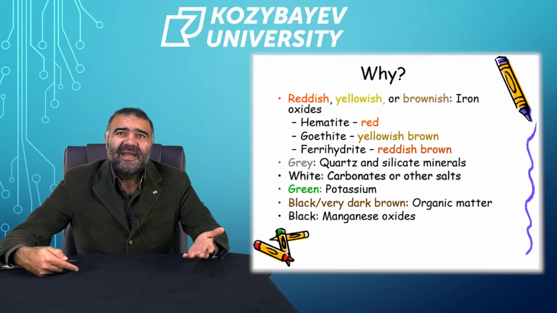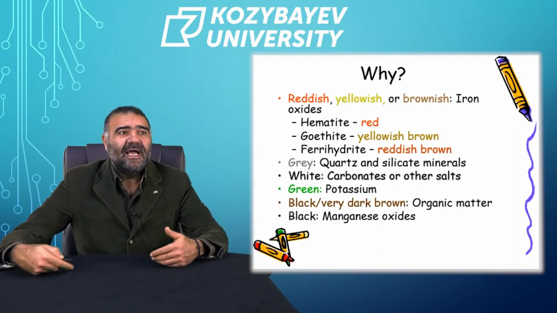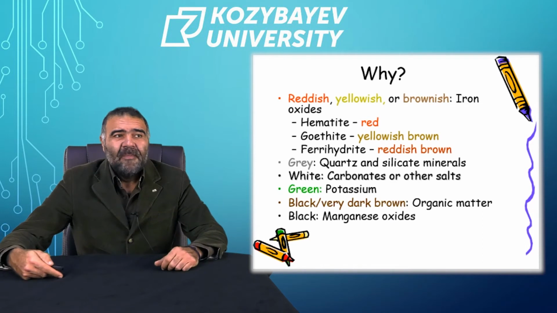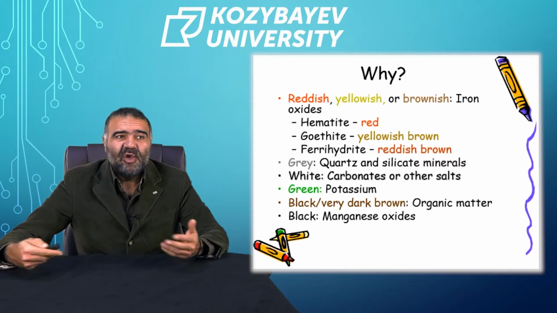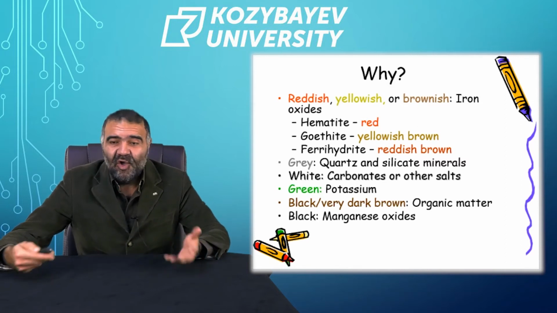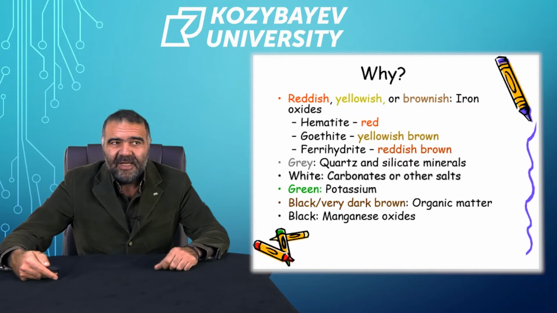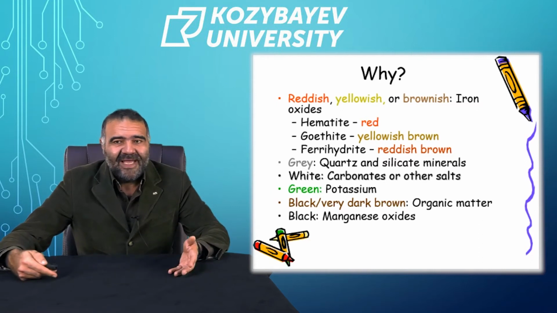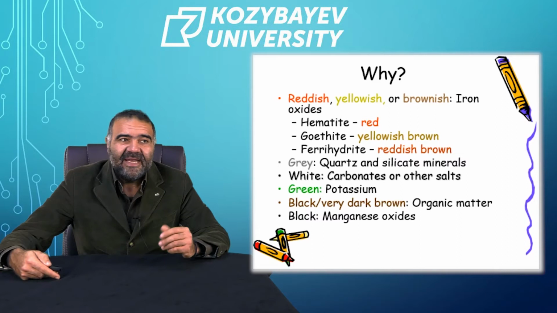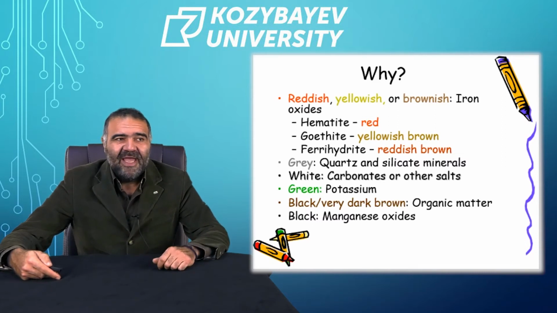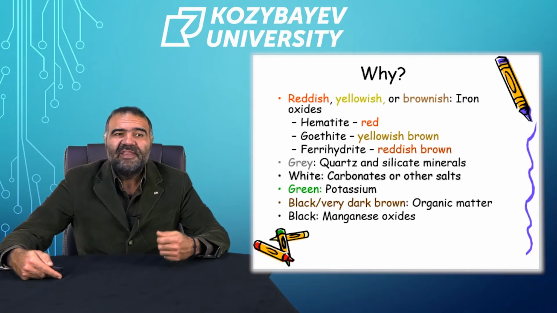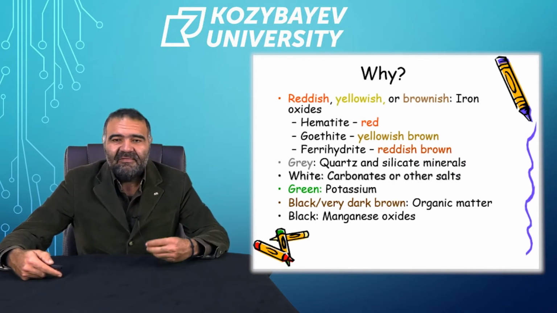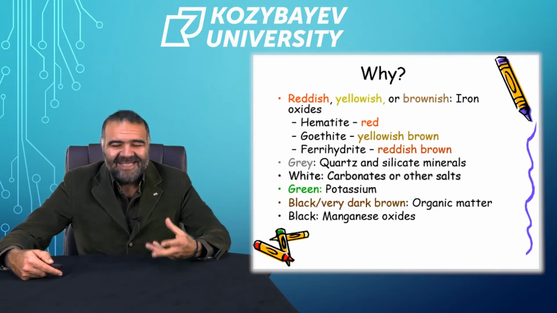Quartz and silicate minerals give a sort of grayish color. The white color we can find in the soil is because we have carbonates or other salts that are usually white in color. When we have some potassium mineral, we have some green color. When we have black or very dark brown, that is the color of the organic matter in the soil. When we have black colors, that means that we have manganese oxides.